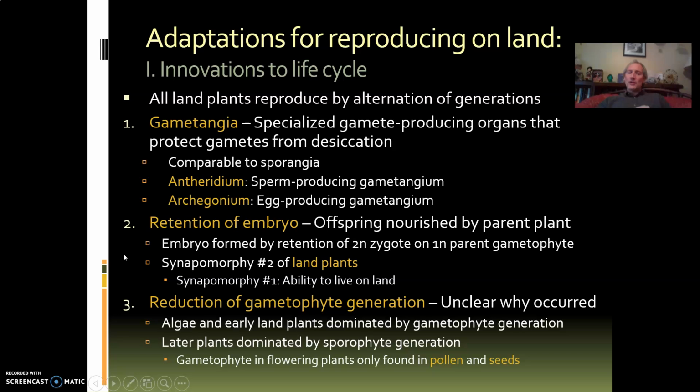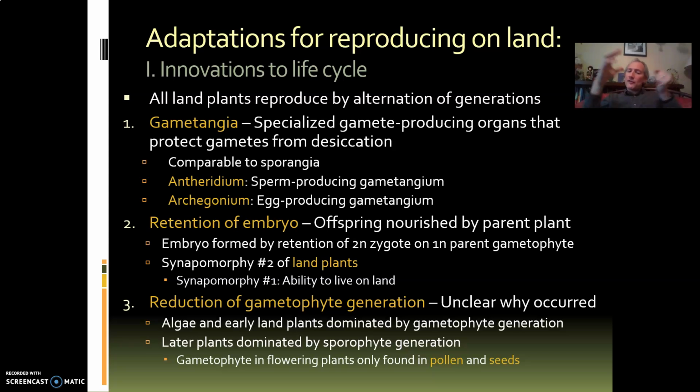And then the third is a little mysterious. These first two we kind of understand, in an adaptive fitness sense, why they evolved. The third one is a little more mysterious. What we know is that the green algae and the earliest land plants are dominated by the gametophyte part of the life cycle. So they're what's called gametophyte dominant. And the sporophyte is really barely existent. In fact, it depends on the parent gametophyte.